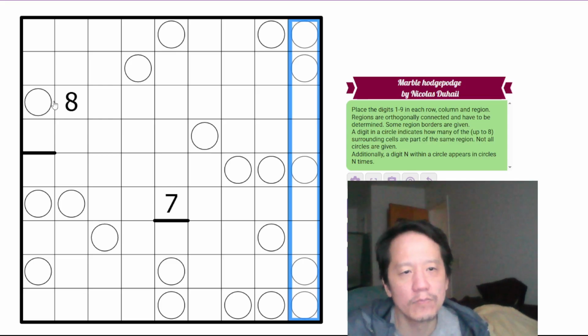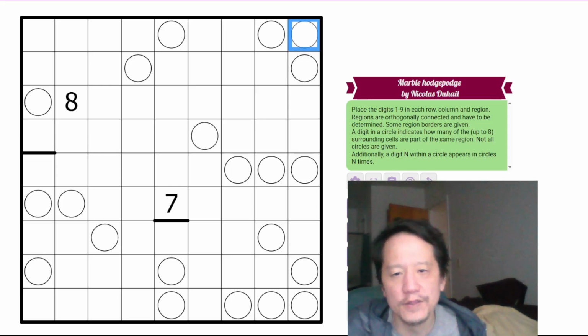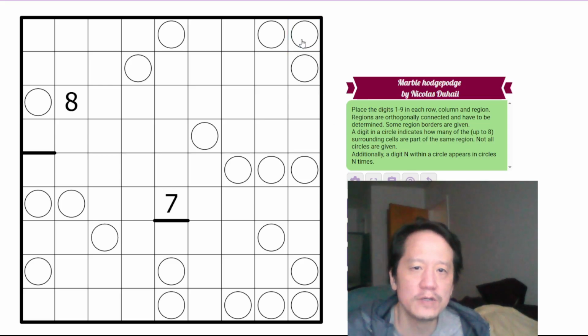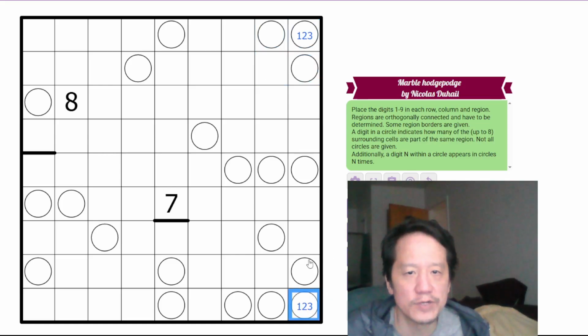How many digits can these cells be? This has to be 1, 2, or 3. This is 1, 2, or 3.